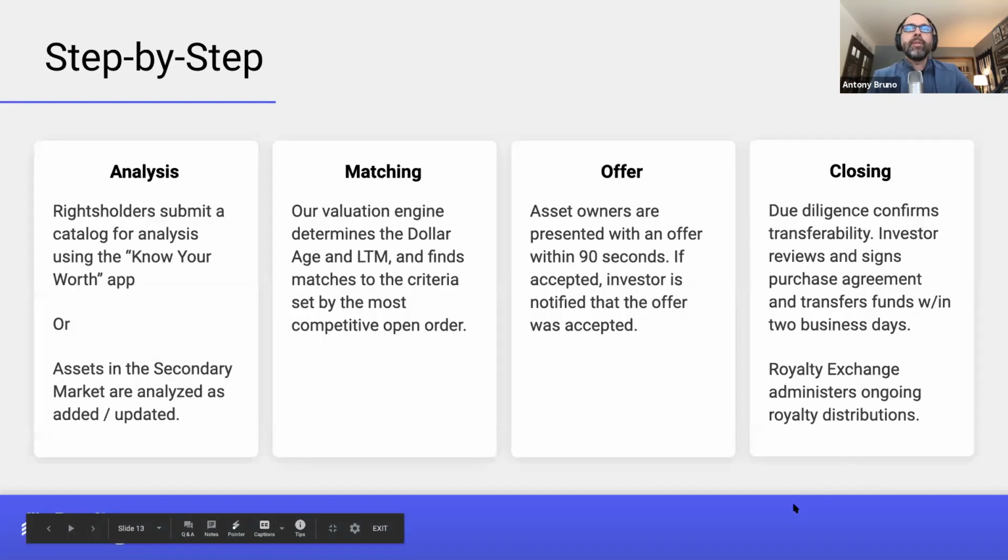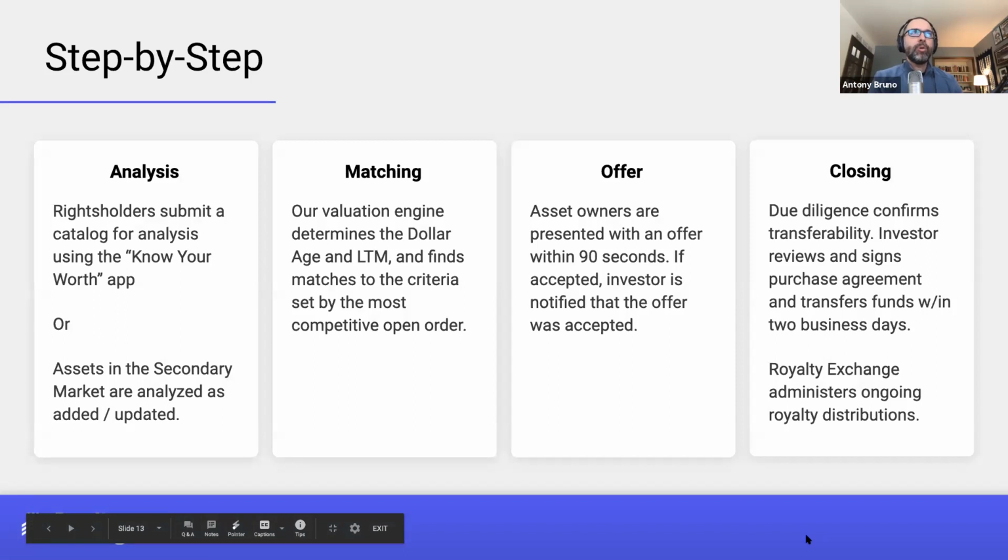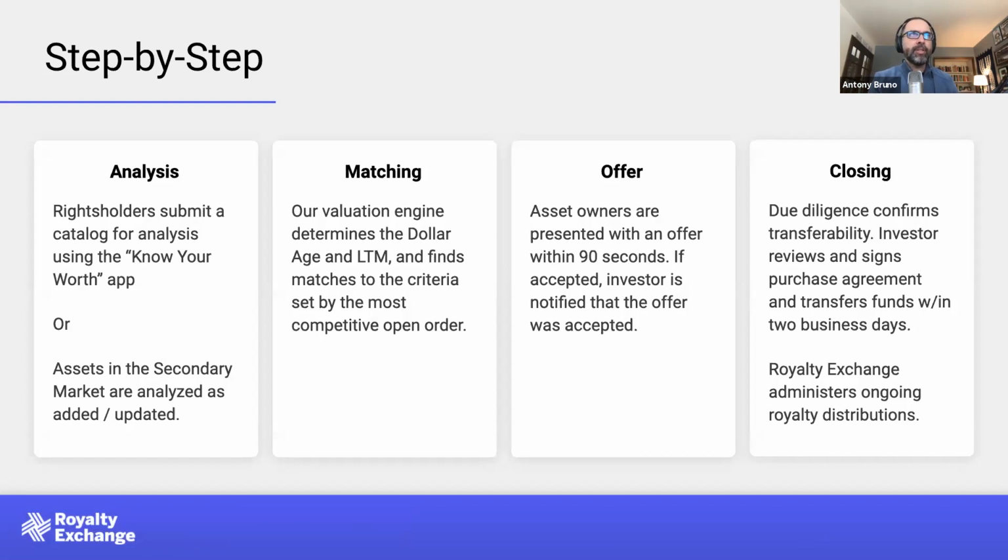So those are the sources. I'll quickly run through and summarize what we just discussed. The way the standing orders work is that either rights holders submit their catalog for analysis using the Know Your Worth app that Matt just outlined, or there are assets in the secondary market that are constantly analyzed as they are added or updated in the system. We analyze all of these catalogs that we have visibility into. The second step is we match the details of those catalogs, based on their dollar age and their last 12 months earnings and the other criteria in the standing order, to the most competitive open order at the time.